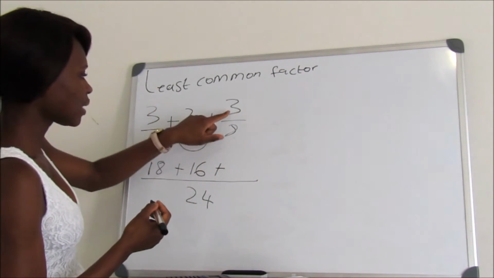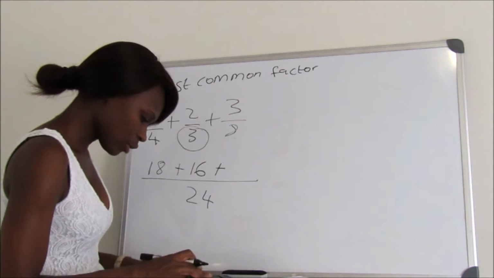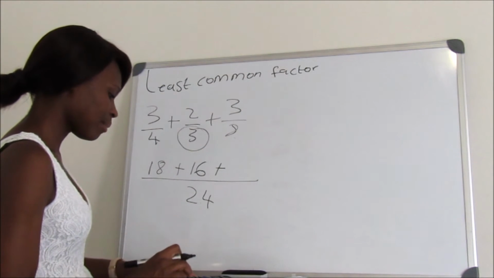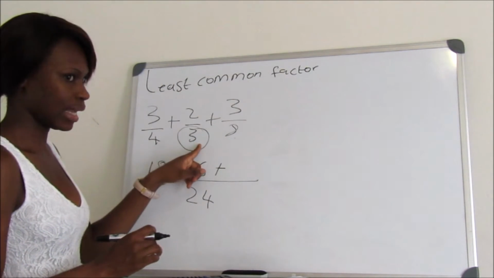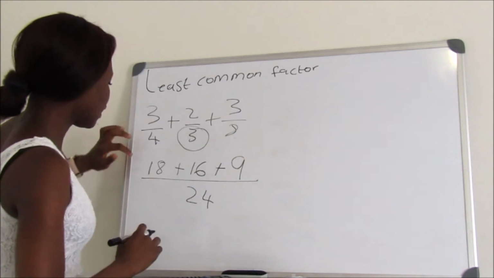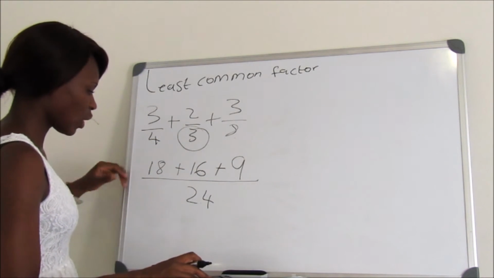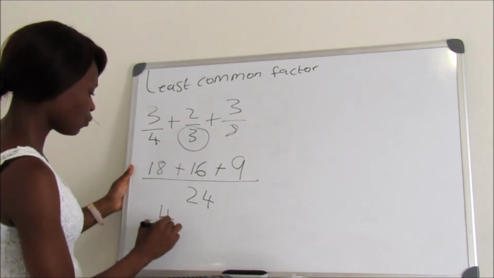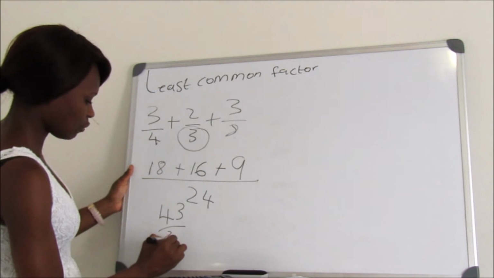And then 4 multiplied by 3, oh sorry, let me just check again. 24 divided by 8 will actually give us 3. And 3 multiplied by 3 will give us 9. Then we add the numbers in the numerator, of which 18 plus 16 plus 9 will give us 43 divided by 24.